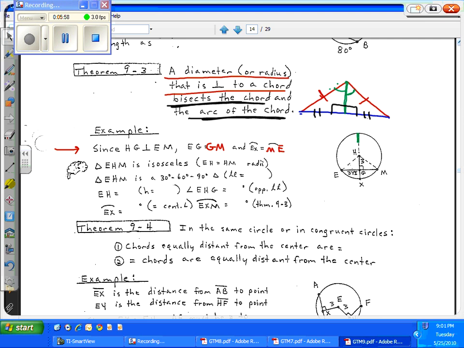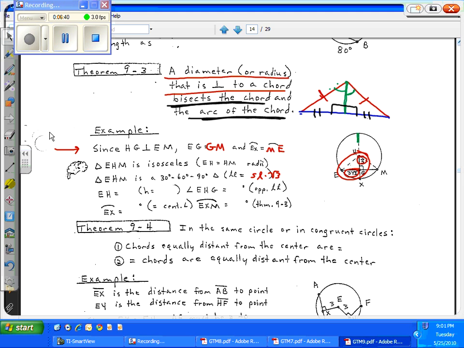Triangle EHM is a 30, 60, 90 triangle. How do we know that? We know that because of the relationship here between the short leg and long leg. The formulas for 30, 60, 90 triangles are the long leg equals short leg times the square root of 3. Since you see that relationship here, the short leg was 3 and the long leg is 3 square root 3. That looks like a 2, but it's a 3 square root 3. Then we can say that it's a 30, 60, 90 triangle.